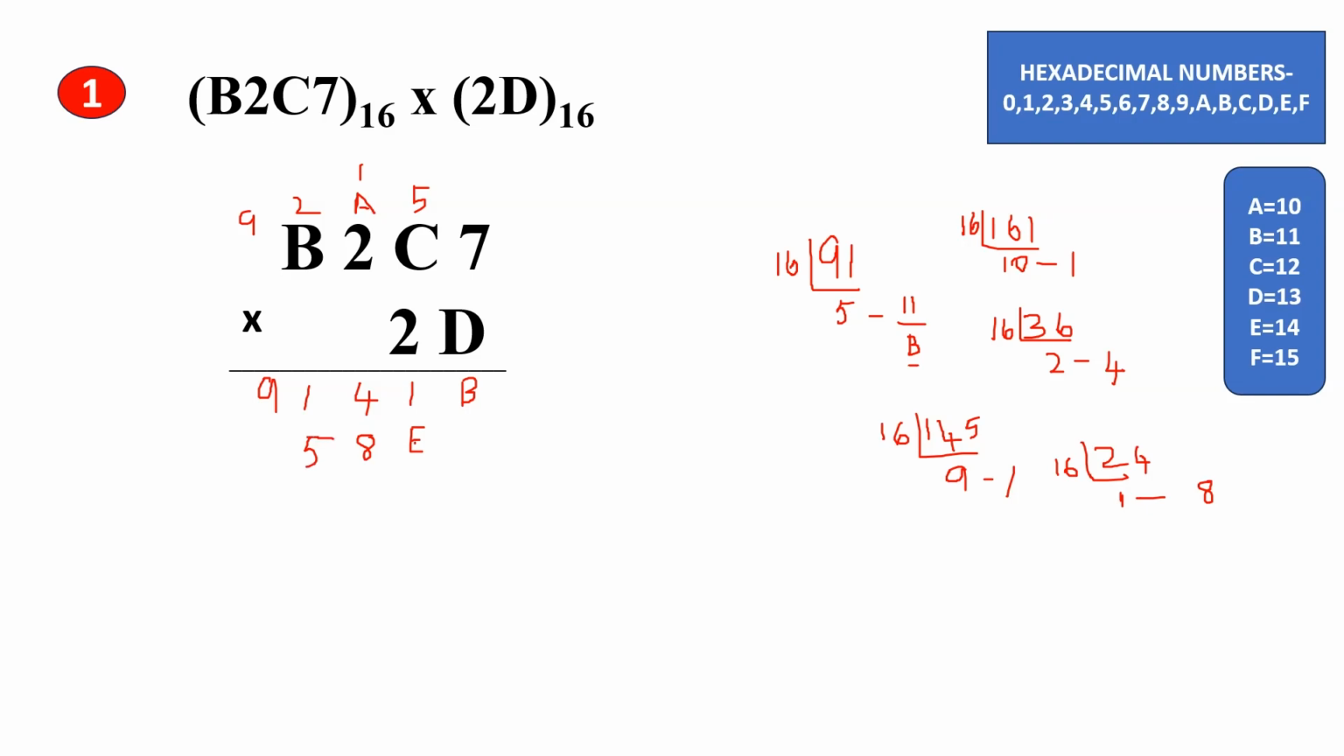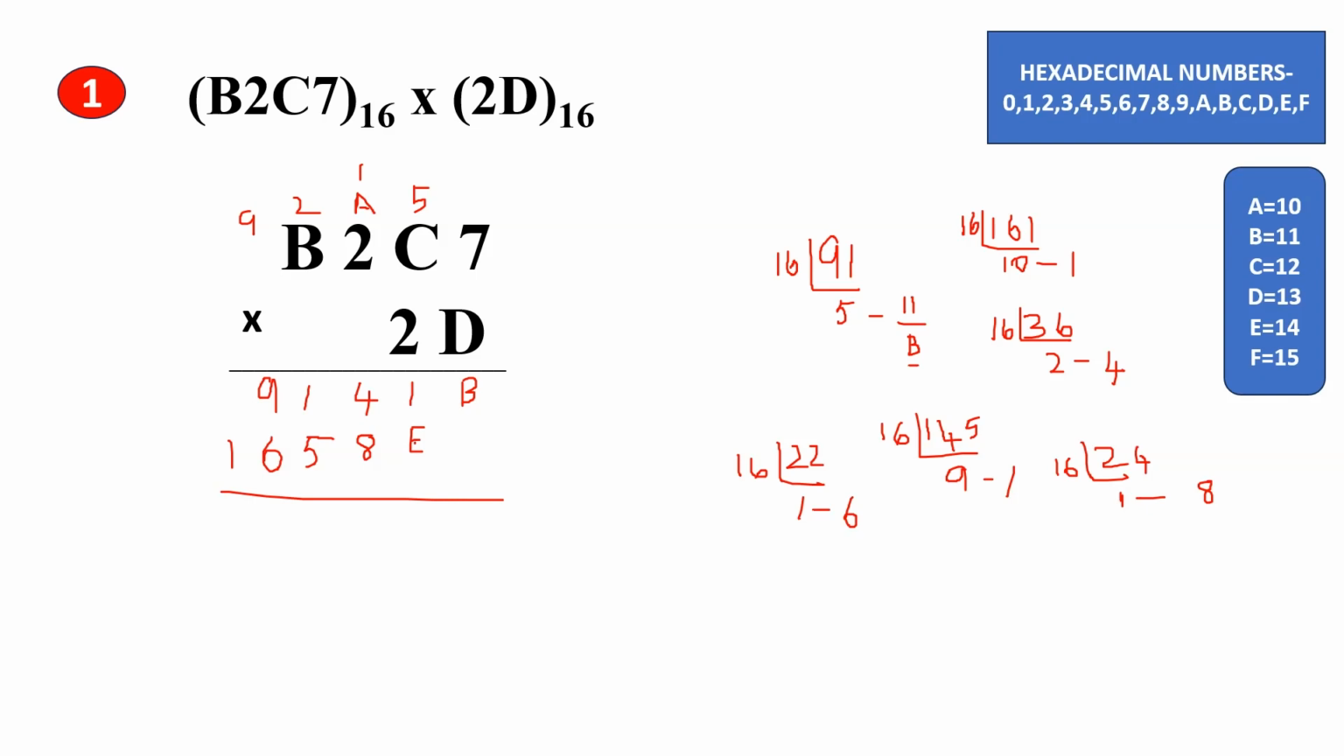Next, multiply 2 and B. So 2 and B gives you 22. Then you add no carry, so you will get 22. To make it a hexadecimal, divide by 16. So the quotient is 1 and the remainder is 6. So you can write the 6 here and 1 as the carry, which you can write here itself.